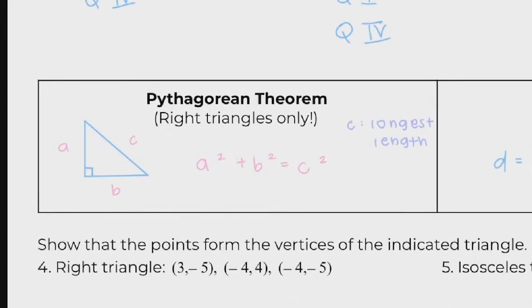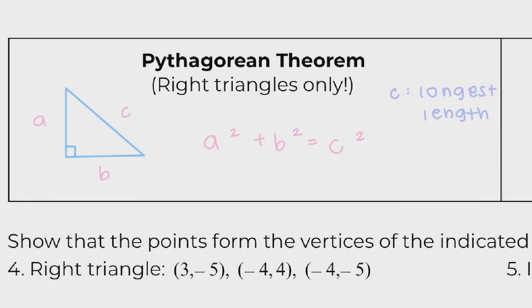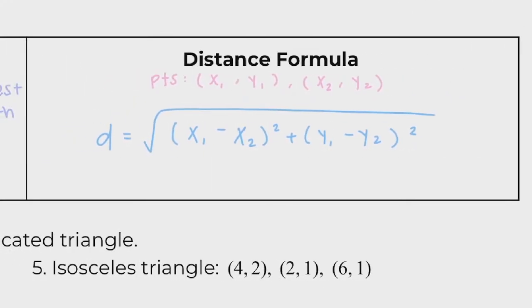Okay, next we have the Pythagorean Theorem. So this is for right triangles only. It shows if you have points for a right triangle. The equation is a squared plus b squared equals c squared, where c is the longest length. And here's the distance formula. So if you're given the points x1, y1, and x2, y2, you can plug it into the equation. The distance is the square root of x1 minus x2 squared plus y1 minus y2 squared.